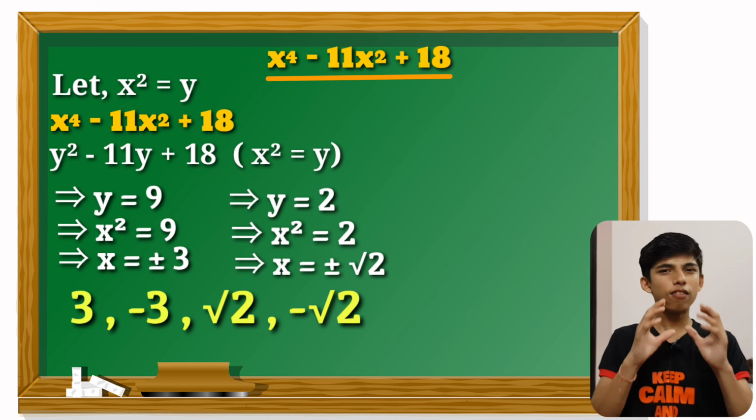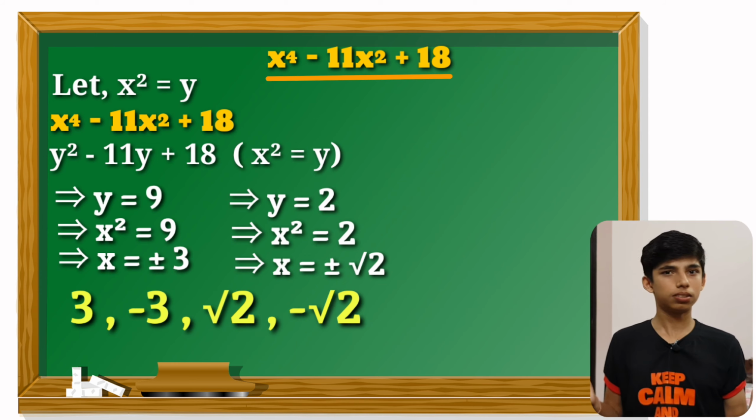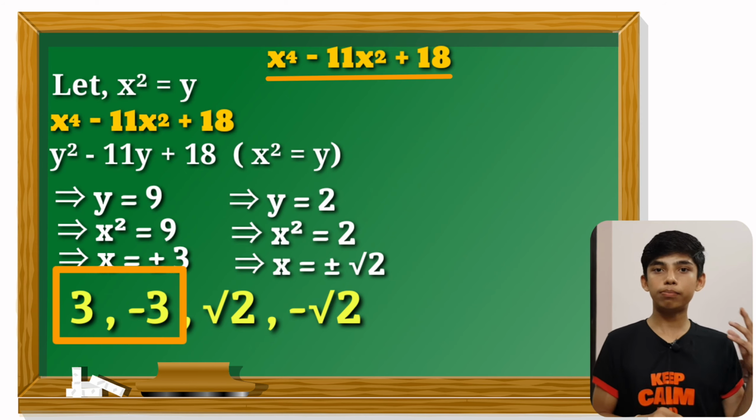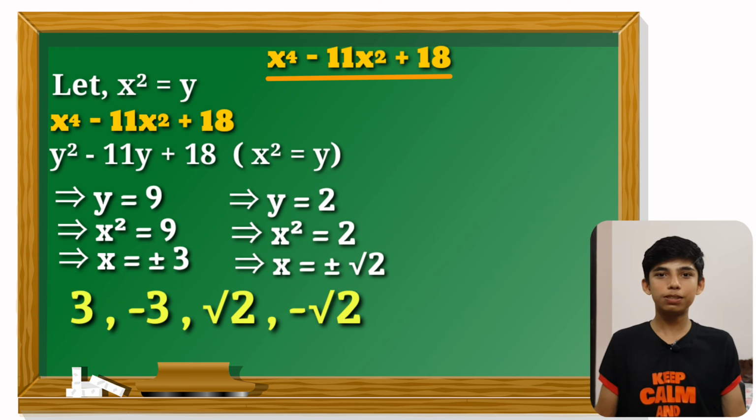By the way, they have already given us these two zeros, root 2 and minus root 2, but we used a method which doesn't require this, right? This was a very simple method. So by the way, the remaining two zeros are 3 and minus 3. So that's what our question asked. That was very simple, by the way.